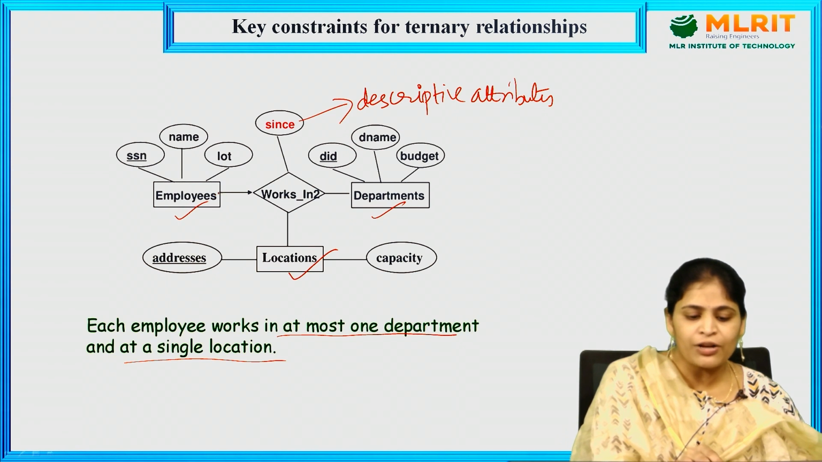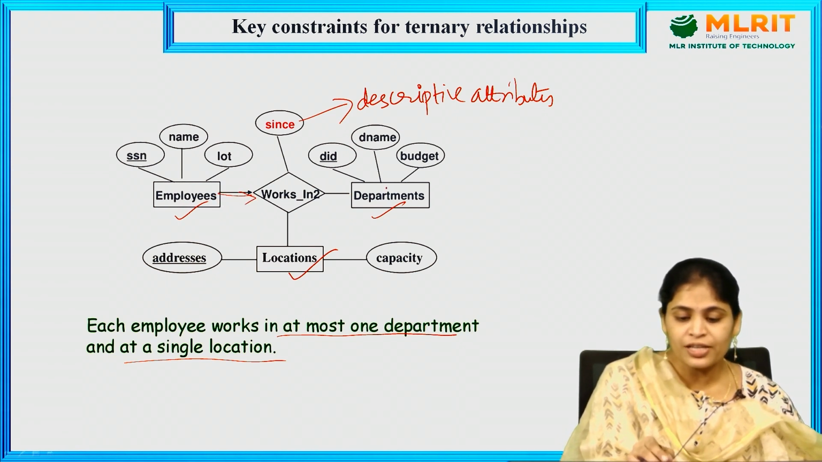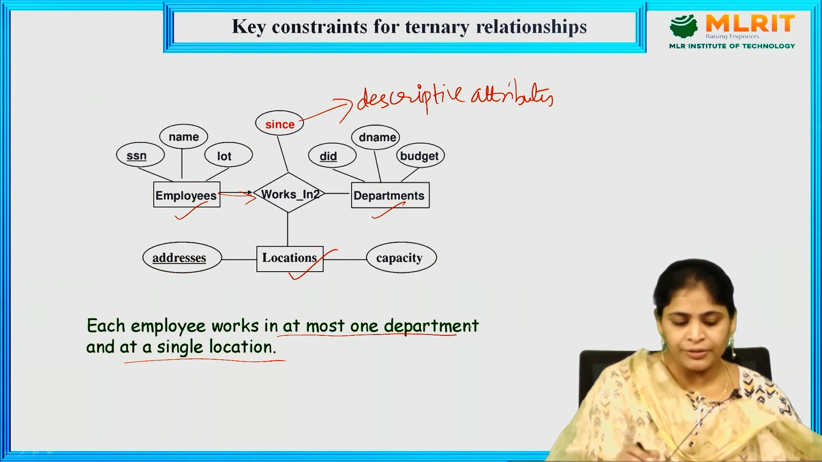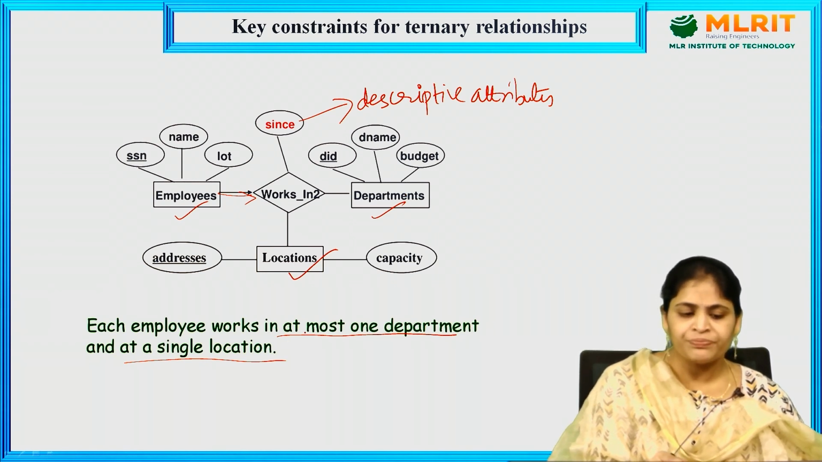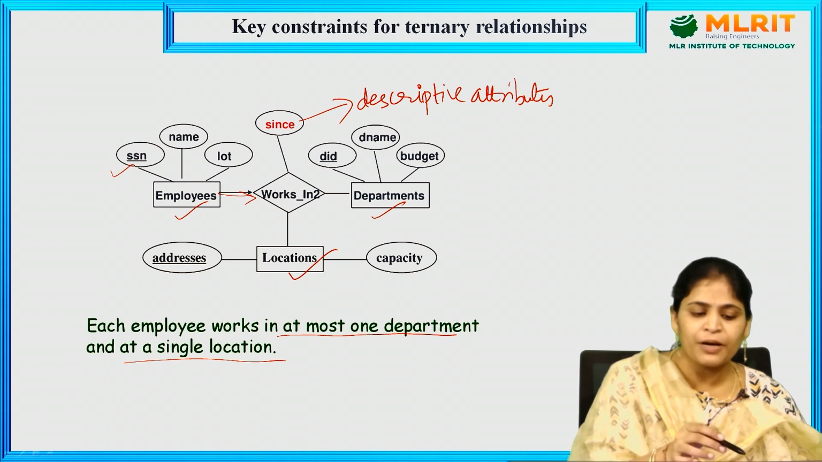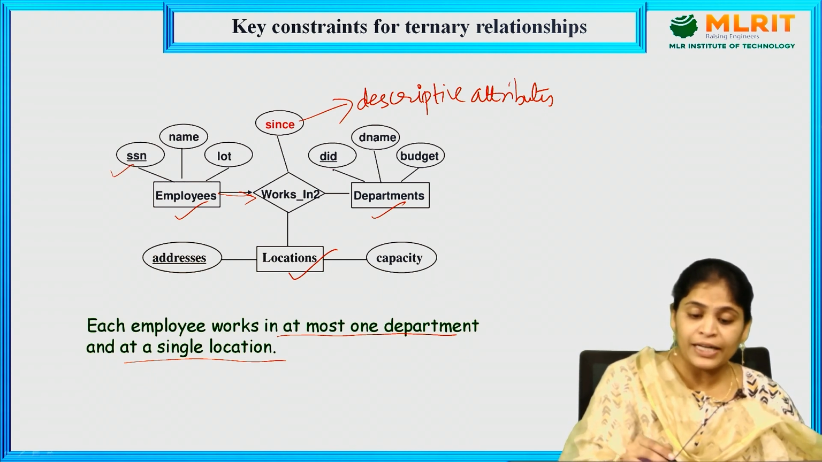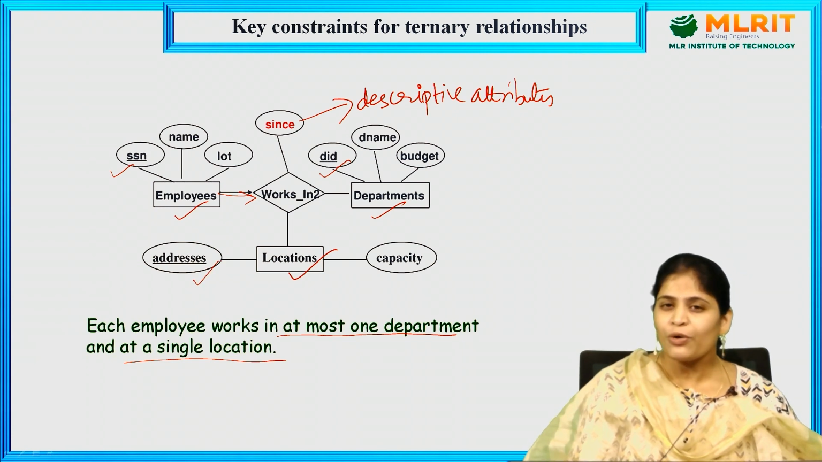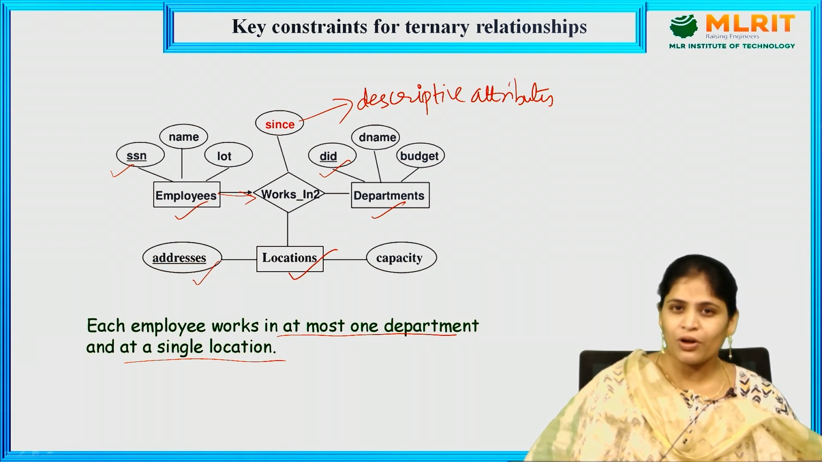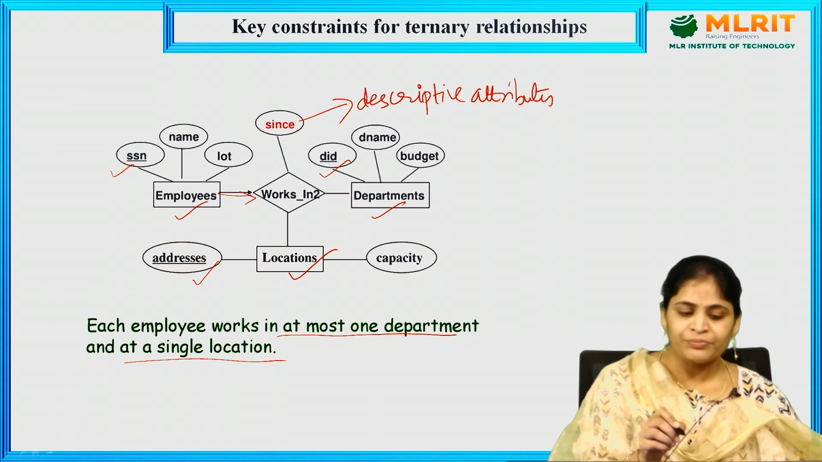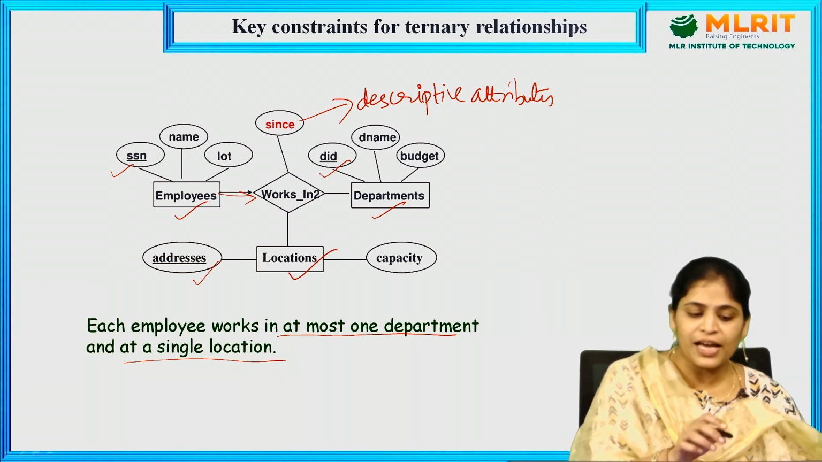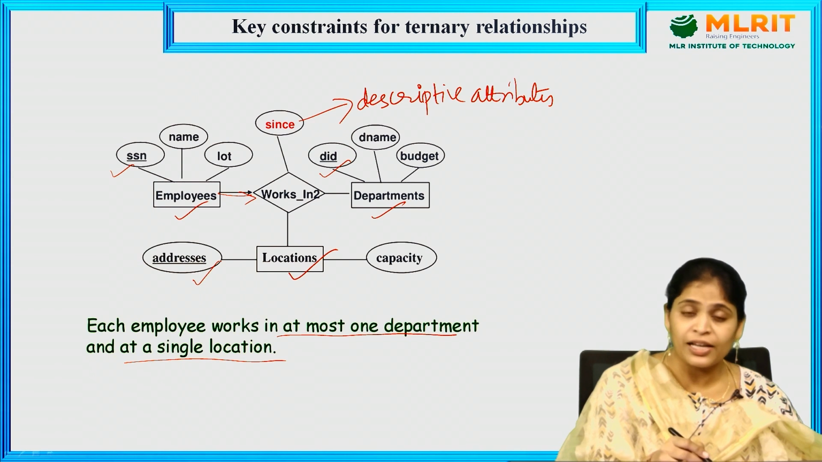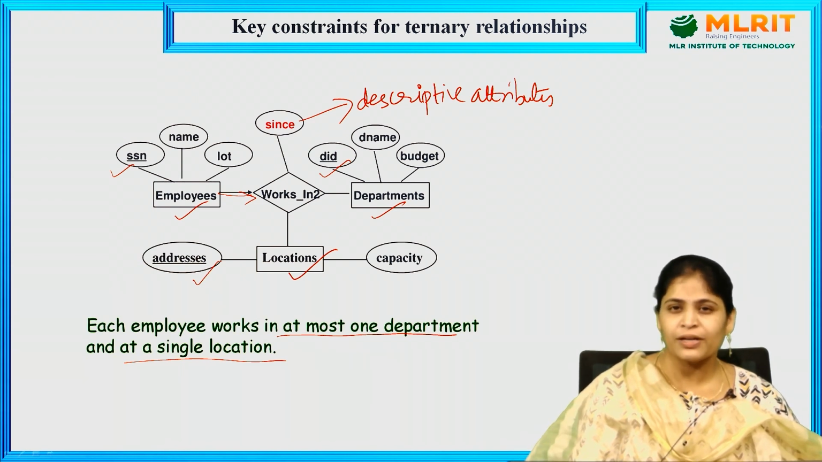So, here the arrow mark shows that each and every employee works in at most one department and at a single location. Here SSN can be considered as a primary key, department ID can be considered as a primary key, and address can be considered as a primary key. So, how can I identify those things? Because they are underlined. In an ER diagram, if the attributes are underlined, then those attributes are considered as primary key attributes.